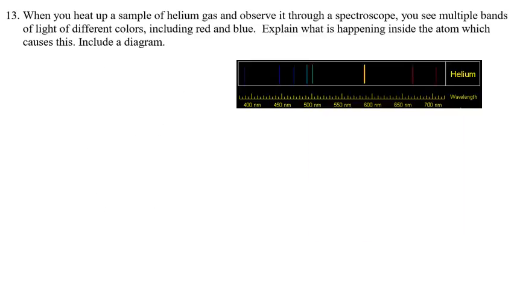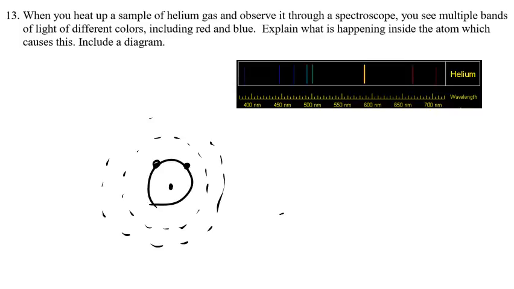Question 13. When you heat up a sample of helium gas, you observe the following spectrum. It's what these multiple bands of light are called. What's happening inside an atom to cause this? Inside a helium atom, we've got the nucleus, we have 2 electrons. Around the outside of this thing, we have other shells that are unoccupied, but they are places where electrons can jump to. They'll jump because they're excited, fall because they can't stay, it's not a stable configuration.